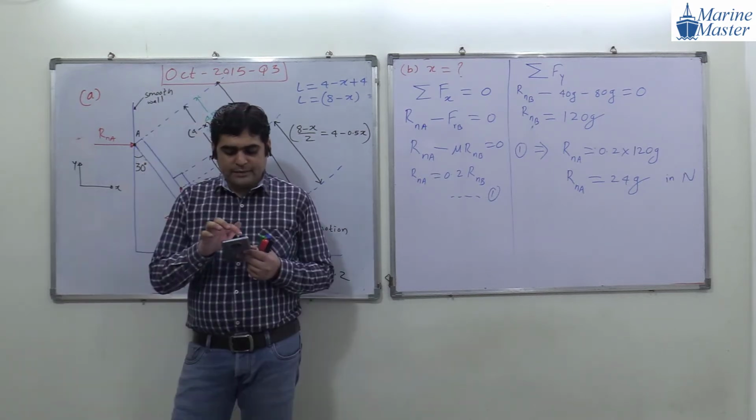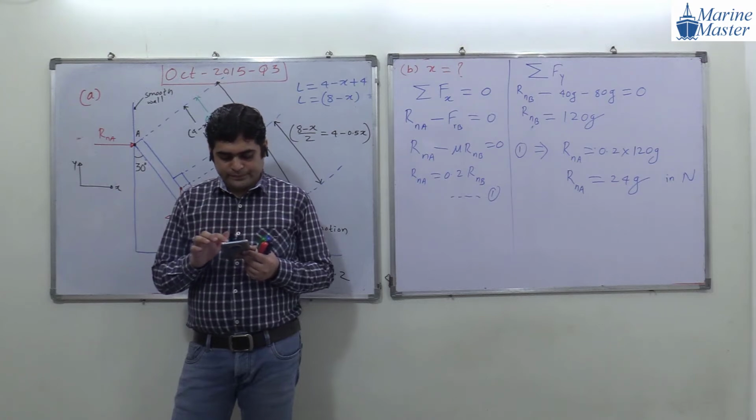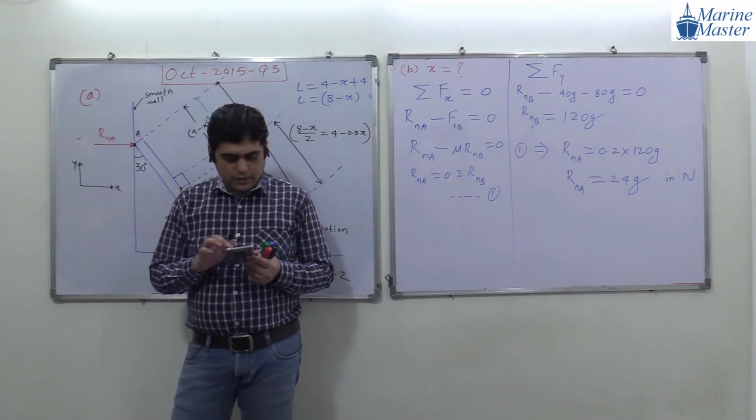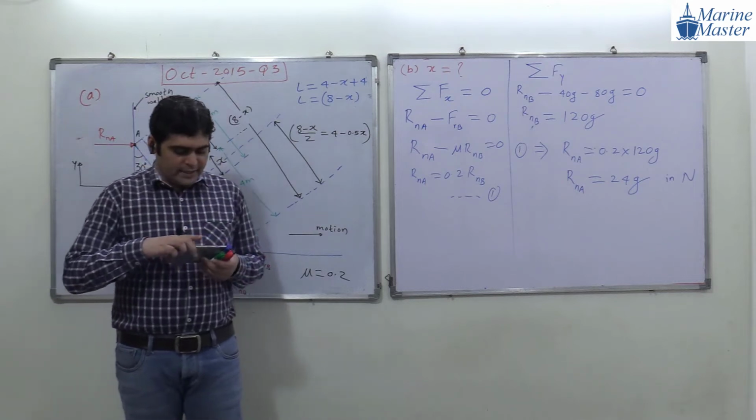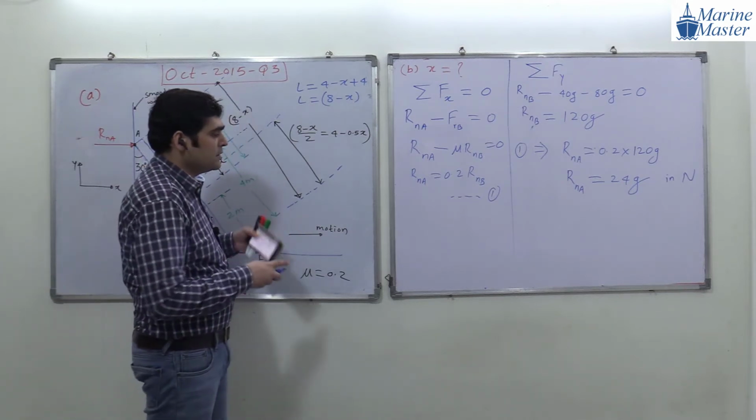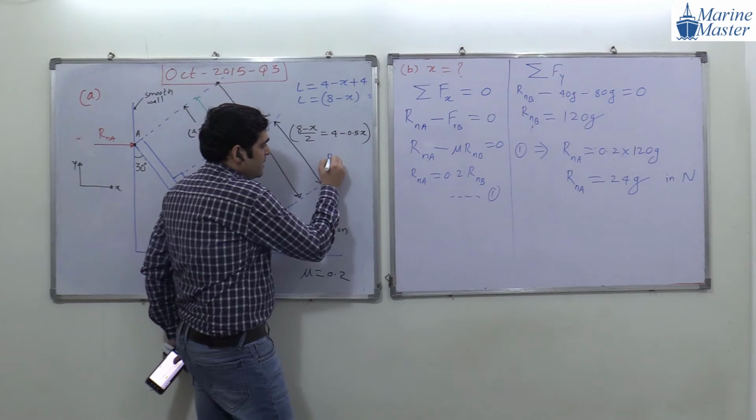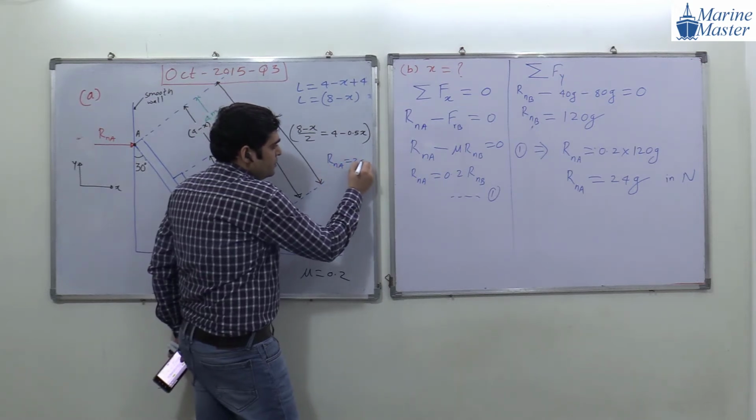Okay, everyone, completed? Okay, good. So how much did we get for RNA, guys? So RNA, I am writing here for my reference, 24g.